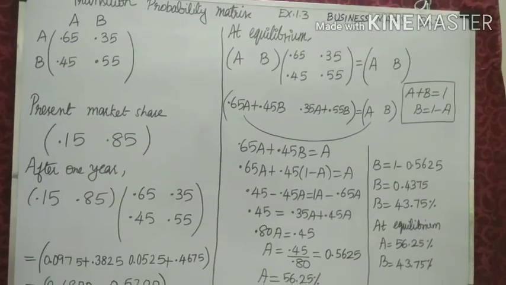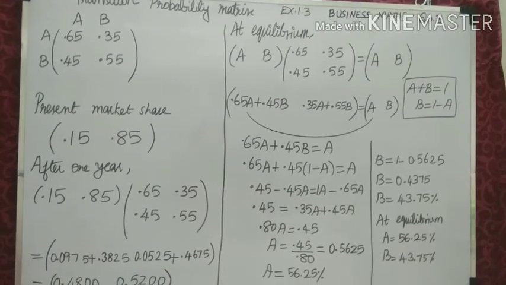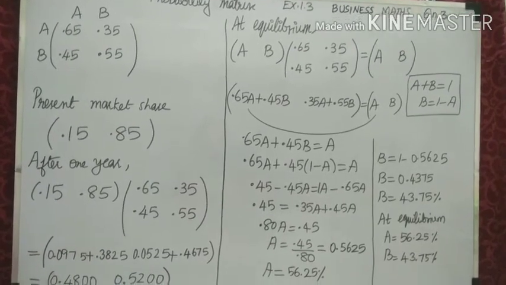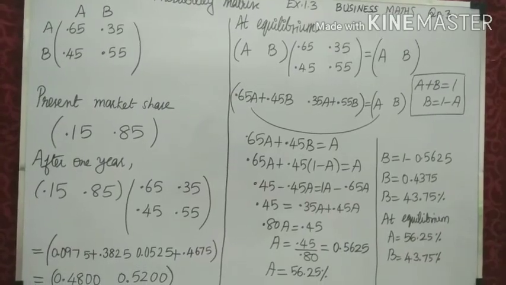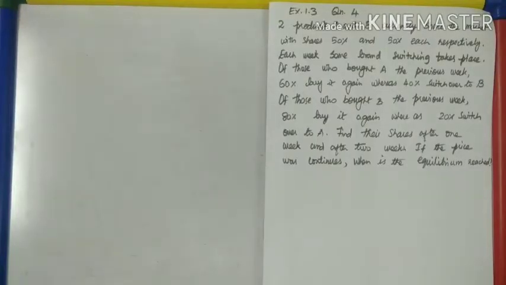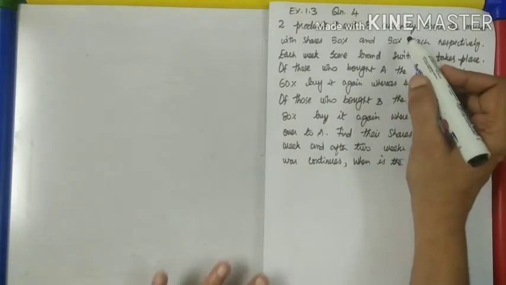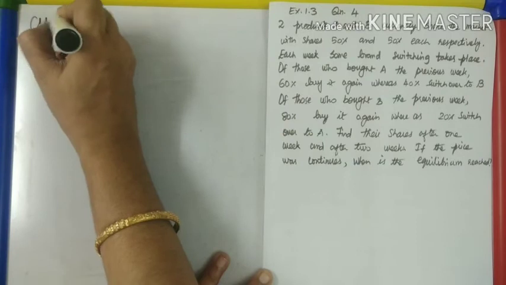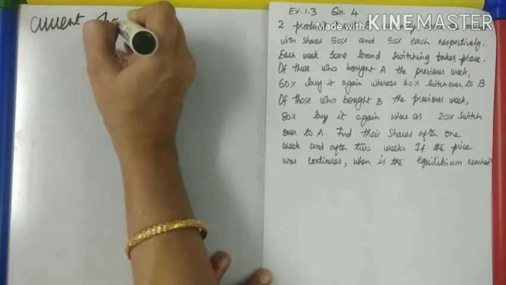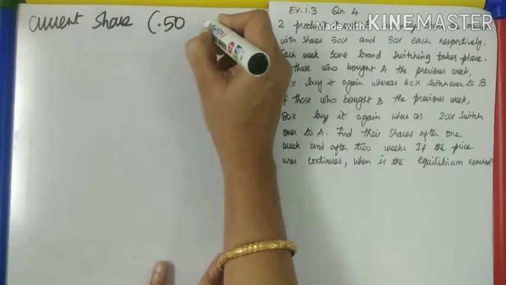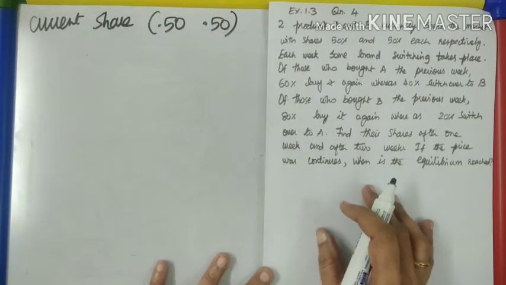At equilibrium, A and B share the market with 56.25% and 43.75%. Question number 4, exercise 1.3. Two products A and B currently share the market with shares 50% and 50%. So this word tells me current share. So what is the current share given? It is 0.50 and 0.50.